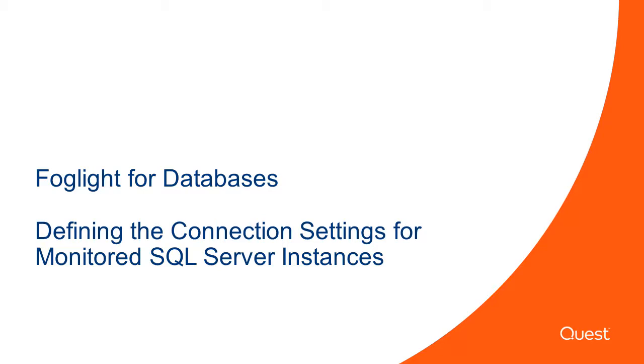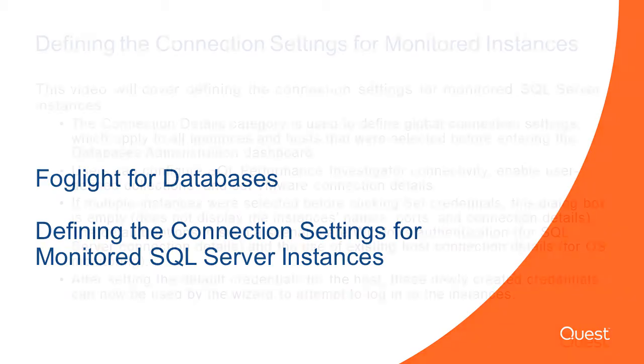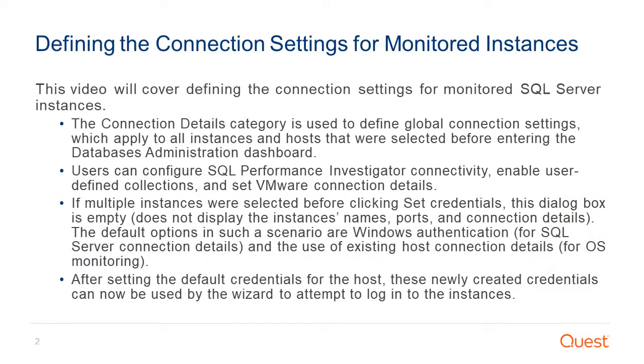This video will cover how to define the connection settings for monitored SQL Server instances. The connection details category is used to define global connection settings, which apply to all instances and hosts that were selected before entering the database's administration dashboard. Users can configure SQL Performance Investigator connectivity, enable user-defined collections, and set VMware connection details.